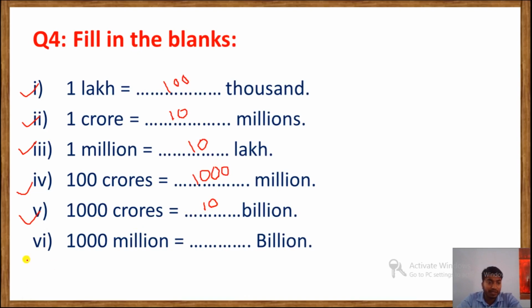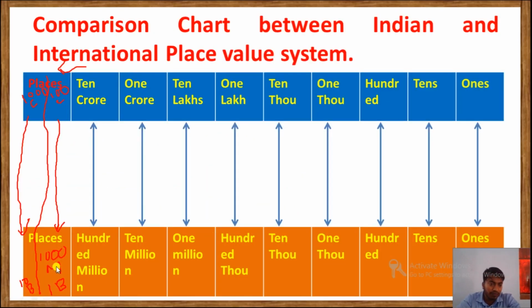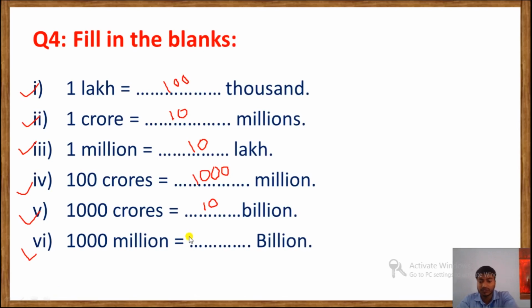Okay, and the last question, it's very simple: 1000 million is equal to 1 billion. So here we have to write 1. Clear? So this is how we can use the chart to solve this type of question.